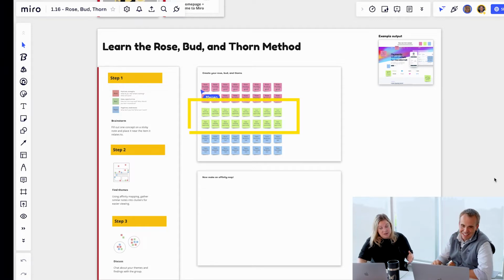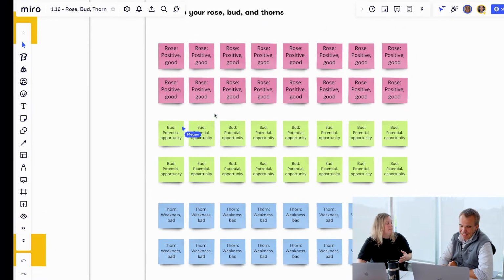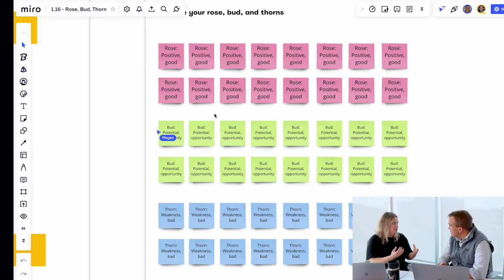So we're also seeing green here, and green represents a bud or a potential opportunity. So maybe as I listen to a piece of research or I see something in a design, it gives me that spark or inspires me to say, ooh, that makes me think of an idea, or that makes me think of an opportunity we could take on. That's where I want to record those buds, those potential opportunity spaces.